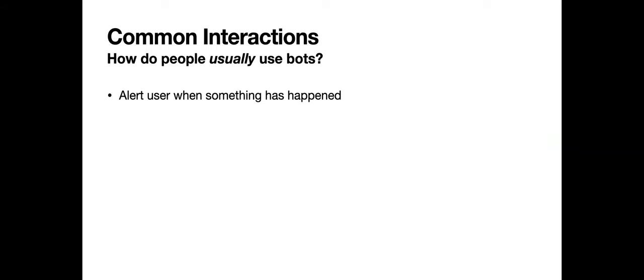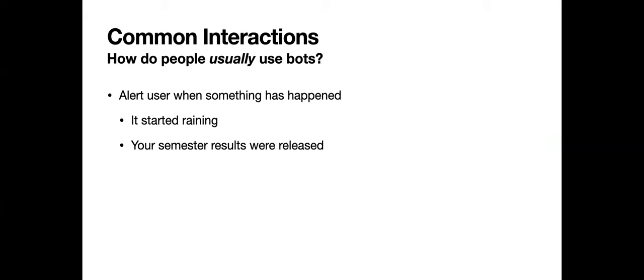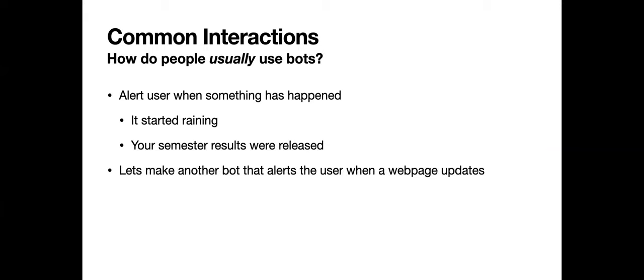Another one is how to alert users when something has happened. So if you want to get notifications that an event has taken place, maybe you want to monitor a server or you want to monitor the rain or something of that sort, or your results were released, something like that. We can make a bot that alerts the user when a specific condition is met. And in the example for today, we are going to monitor a fake web page I've set up for today's workshop. And when the information on that web page changes, the bot will alert you.